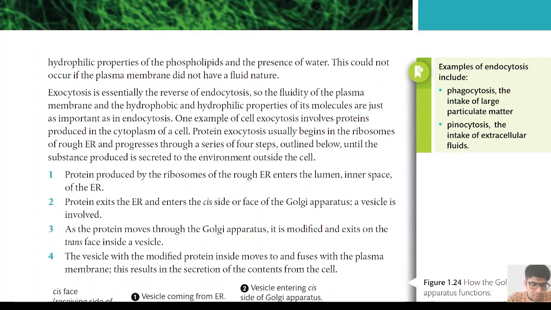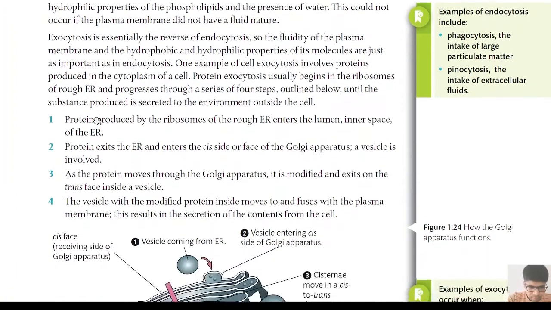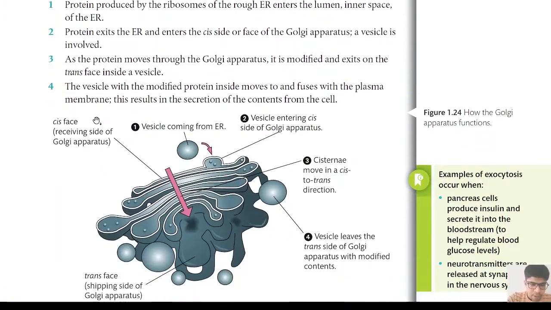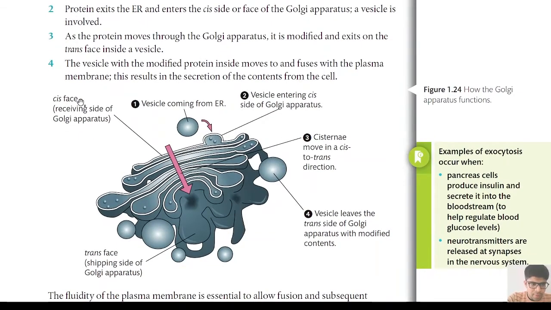Protein produced by the ribosomes of the rough endoplasmic reticulum enters the lumen, the inner space of the endoplasmic reticulum. Protein exits the endoplasmic reticulum and enters the cis side of the Golgi apparatus. A vesicle is involved. As the protein moves through the Golgi apparatus, it is modified and exits the trans face inside a vesicle. The vesicle with the modified protein moves to and fuses with the plasma membrane. This results in secretion of the contents from the cell. So this figure shows how the Golgi apparatus does its function. Please have a look.